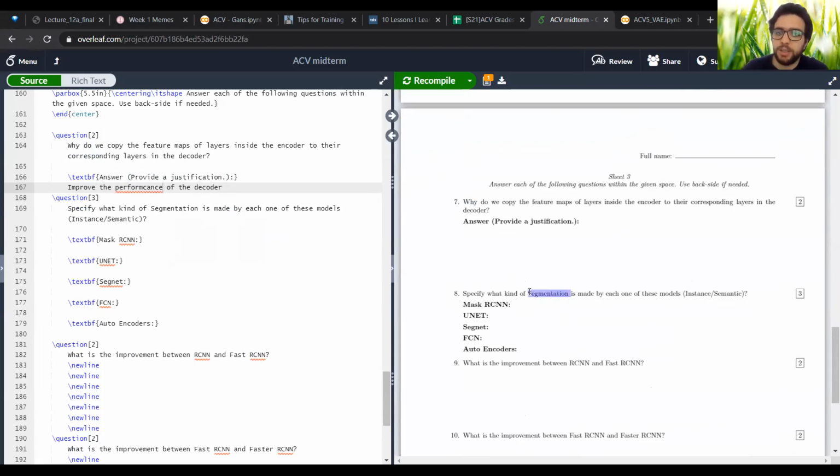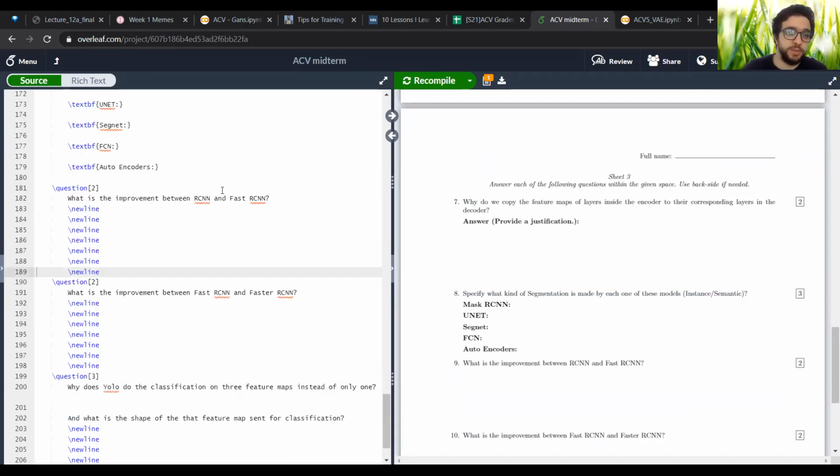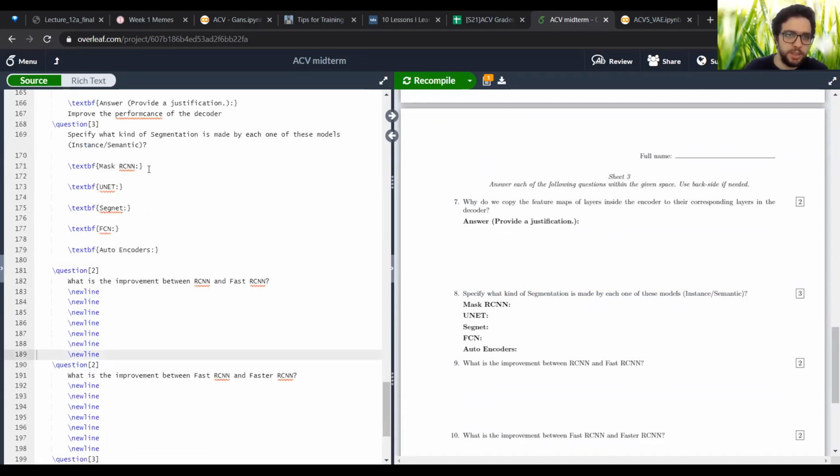What kind of segmentation is made by each one of these? This is simple. Mask RCNN: instance. Semantic. Semantic and semantic, right?